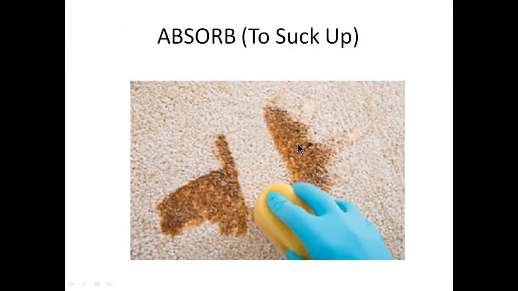As you can see in this photo, some tea spilled on the carpet. Now I need to clean it. What do I need? I need a sponge. So when I rub this sponge on the carpet, it will absorb the spilled tea. The tea that is present on the carpet will go into the inner part of the sponge. Means the sponge will absorb the spilled tea. Also, if there is some water on the table, you need any dry cloth to absorb the water.